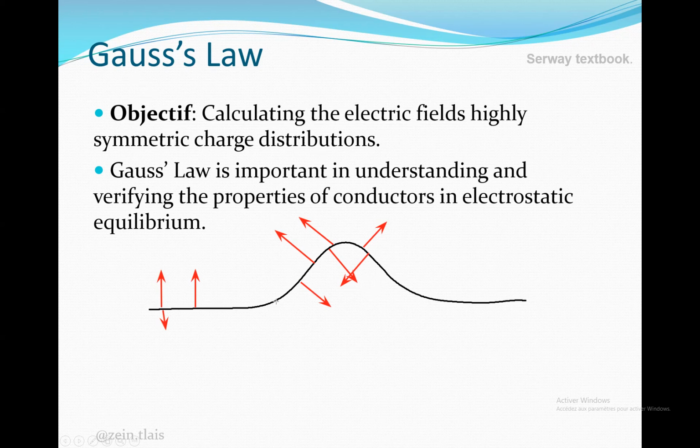I think now the definition of Gauss's law is clear, and for which objects we can use this method to calculate the emitted electric field.